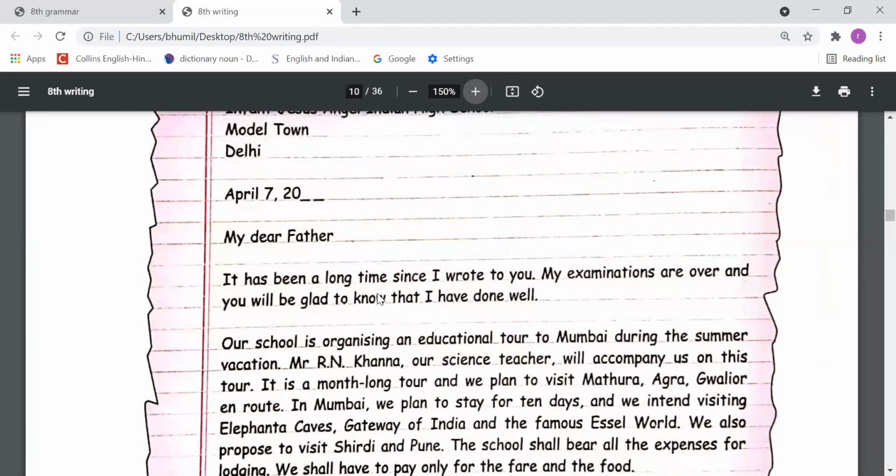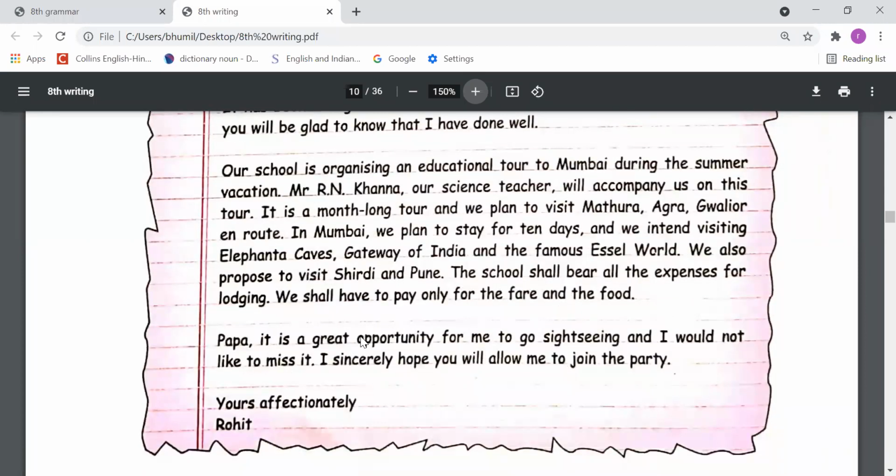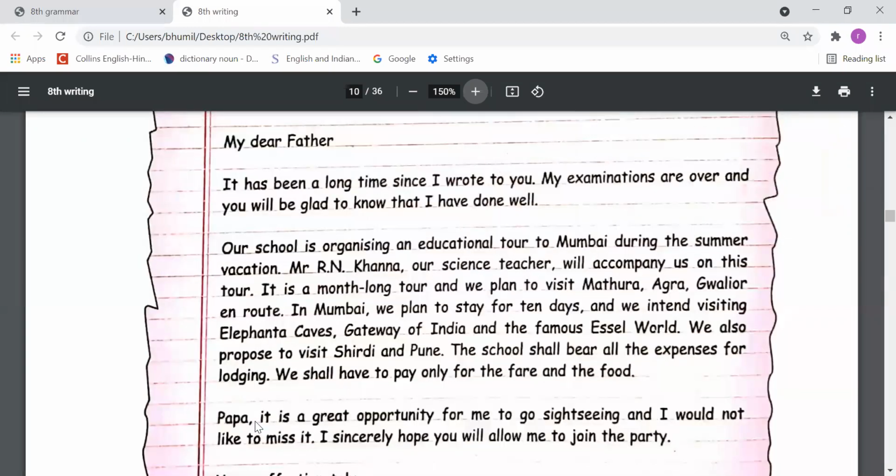Then you will write the main information. First of all, introduction you will write. In the last, conclusion you will write. In the mid you will write the necessary information. And then in the last you will write the subscription words. And then in the last you need to write the signature.